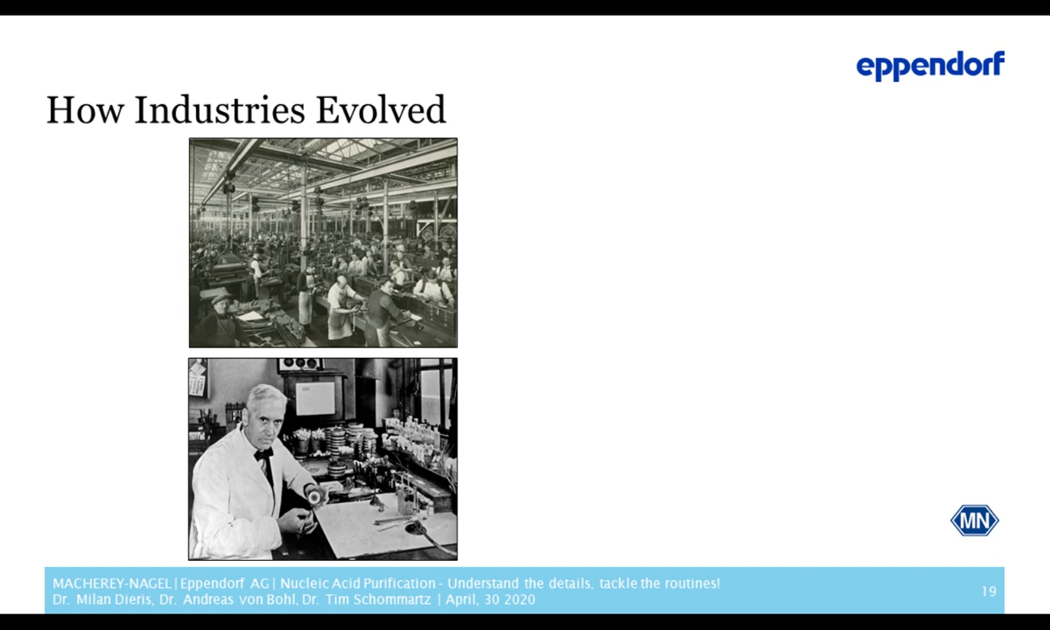If we look at different industries and how they evolved, on top you can see a picture of a car factory in the early 1900s, and at the bottom you can see a biological laboratory in the early 1900s. In fact, the laboratory at the bottom is the lab of a very famous person, Alexander Fleming.